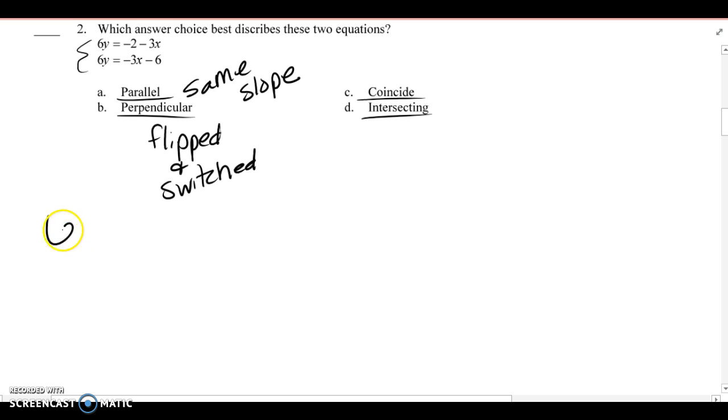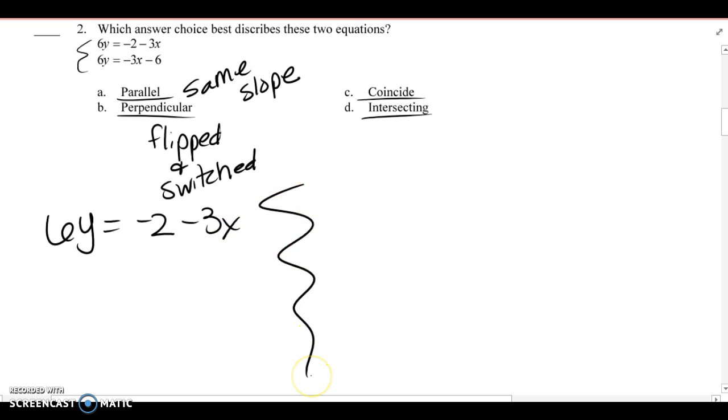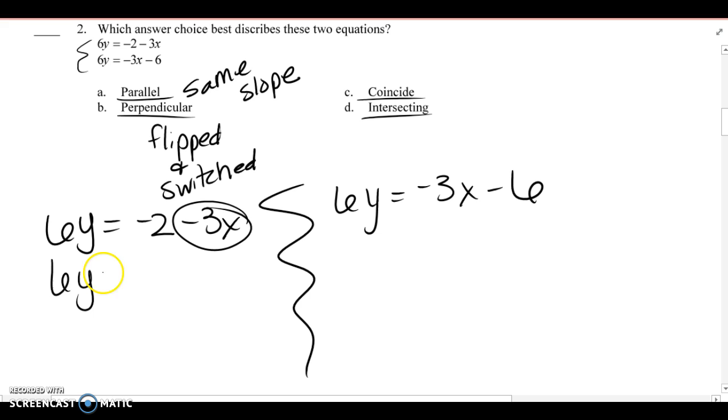So let's look at the first one, 6y equals negative 2 minus 3x, and split the page up. And the other one is 6y equals negative 3x minus 6. So what can I do first? Well, I don't like that the x is over here, so I'm actually going to rewrite that and just switch them. That's fine, easy enough. Okay, so what's the first thing I need to do? Well, I need to get rid of this 6 over here. So I'm going to divide everything by 6.